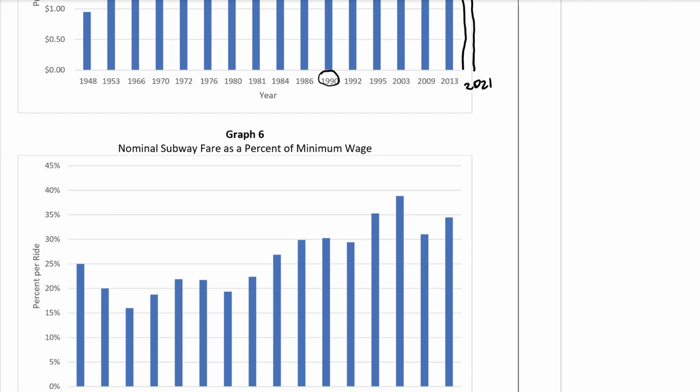This is nominal subway fare as a percent of the minimum wage. The minimum wage is a federal number, and each state also has its own minimum wage. It's usually an hourly wage. In New York City, the minimum wage is $15 per hour, but in the entire country, it's still $7.25. It has not been changed, but it looks like it will very soon. So for now, it's still $7.25.